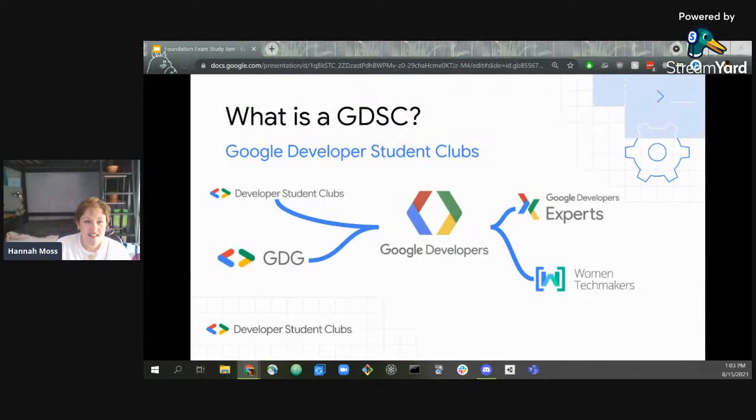Yeah, so first, before we move forward into our FE study session, I want to give a quick overview of what the Google Developer Student Clubs are actually about. Google Developer Student Clubs, or GDSCs, are student-run communities supported and recognized by Google Developers. Google also supports developers through similar programs like Google Developer Groups and Women Techmakers.